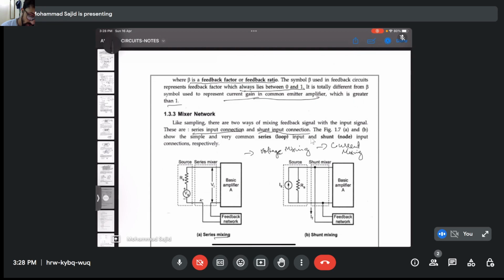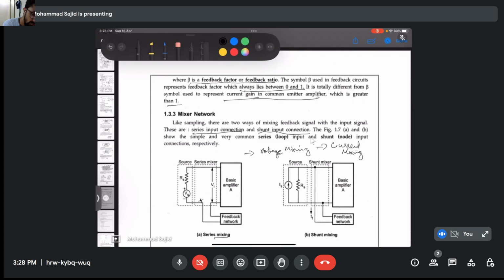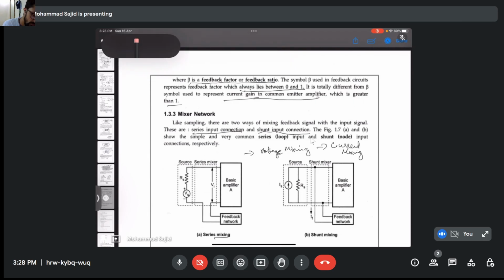Let's say there is a potential here, something. Let's say we have this. This is a simple voltage example, and then you have IF flowing here. This is current mixing. Sorry, voltage mixing and current mixing.